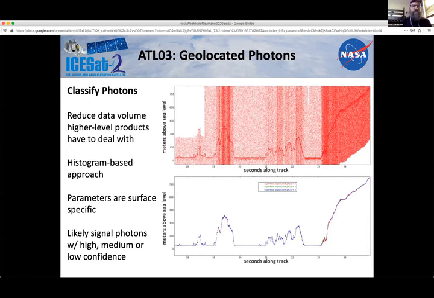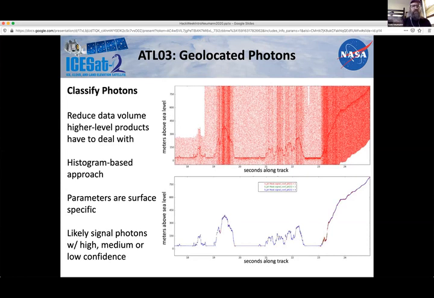But the surface return jumps right out to your eye. That's that heavy red line. It's composed of thousands and thousands of individual photon returns that cuts across the scene from left to right. This particular scene is going from roughly sea level up onto the edge of the ice sheet. I believe this is in Greenland.